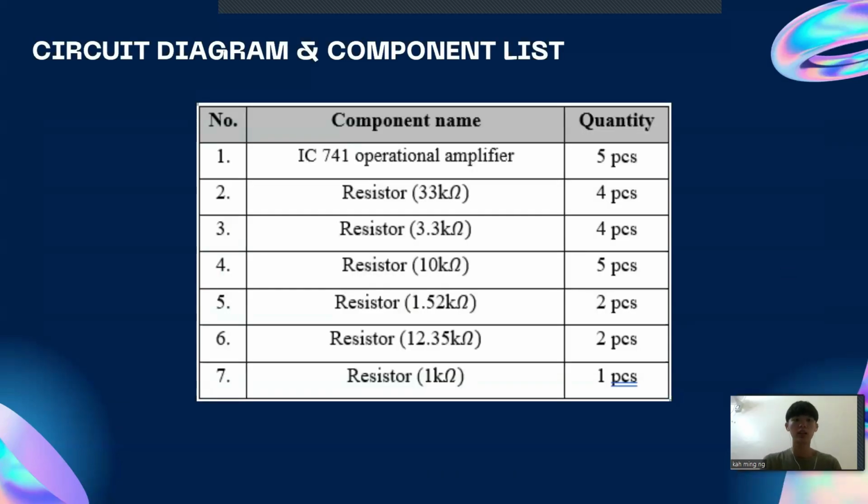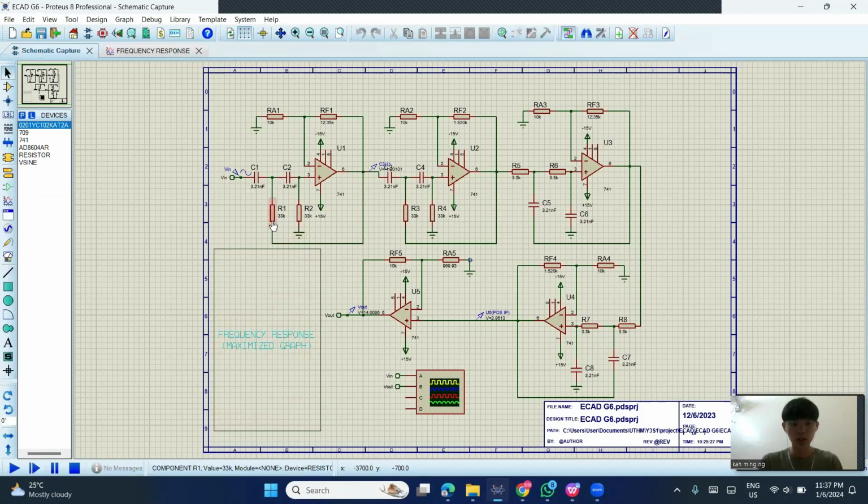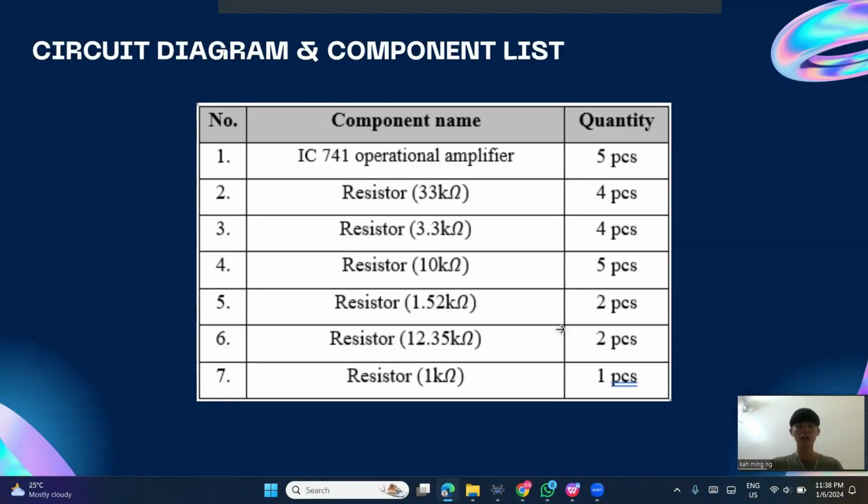Another thing is the circuit diagram and the component list. This is our circuit diagram, which is built up by 2 second order low pass filters and 2 second order high pass filters. And here is the extra amplifier. It's the component list. The components that we have used in our project are the IC 741 operational amplifier, and resistors of 33 kilo ohm, 3.3 kilo ohm, 10 kilo ohm, 1.52 kilo ohm, 12.35 kilo ohm, and 1 kilo ohm.